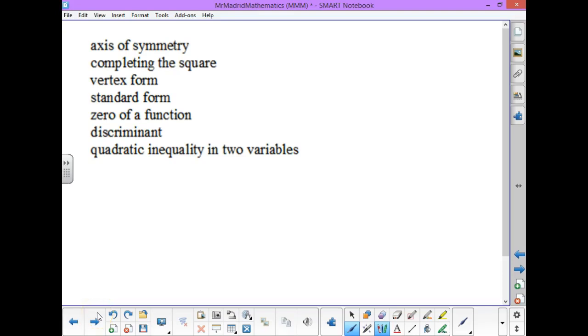We're going to be solving quadratic inequalities as our first full lesson here, okay? Once again, you're looking at some vocabulary, axis of symmetry, completing the square. That'll facilitate your development with this material.